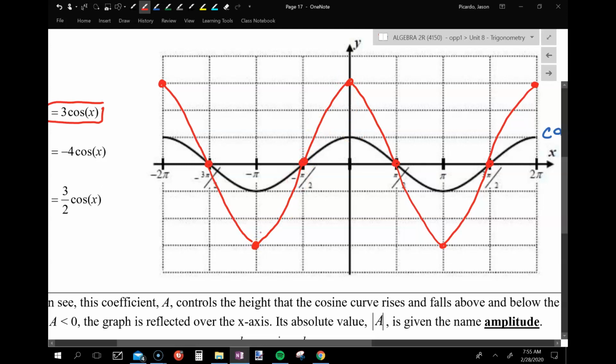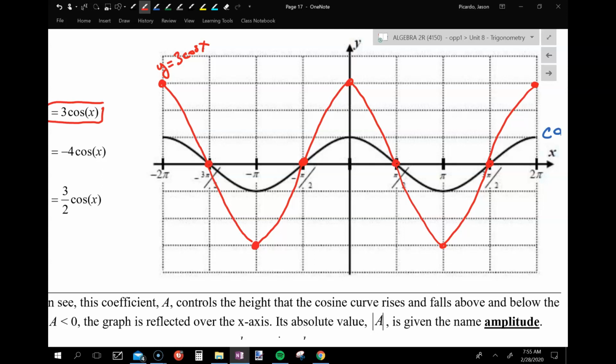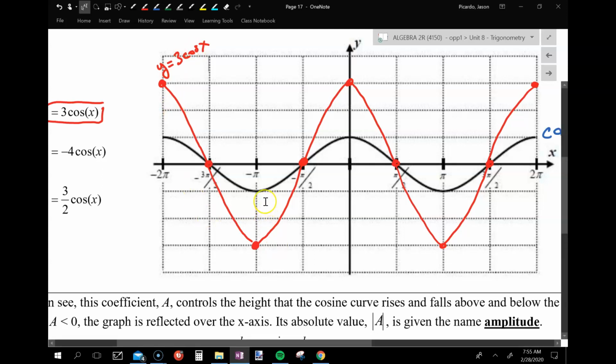And there's my graph. Let's label it 3 cosine of x. Ariel, notice something really important here. The period for the original graph was 2 pi, correct? Well, isn't the period for one cycle of this also 2 pi? It didn't take any longer to graph it, did it? But the height has changed, hasn't it?